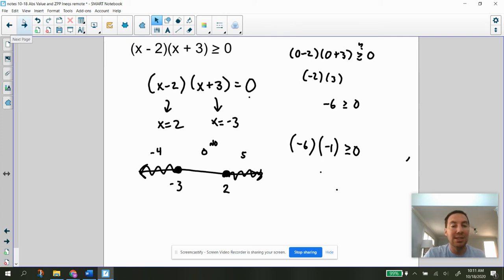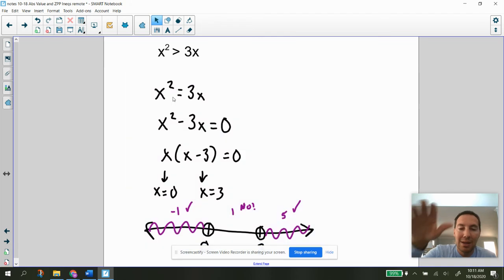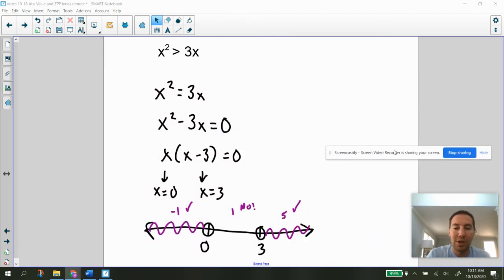All right, try this one, which is a little different, on your own. Pause the video, come on back. Uh-oh, it's blocked by my little Screencastify thing. Let's move it over here for a second. So, did you get this as your answer? You had to do a little solving, get everything on one side, and then if you did your test points, you should have gotten bigger than 3 and less than 0.